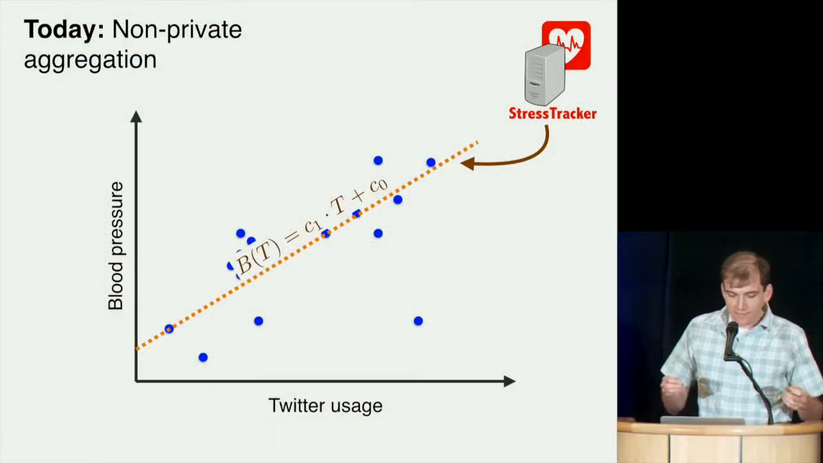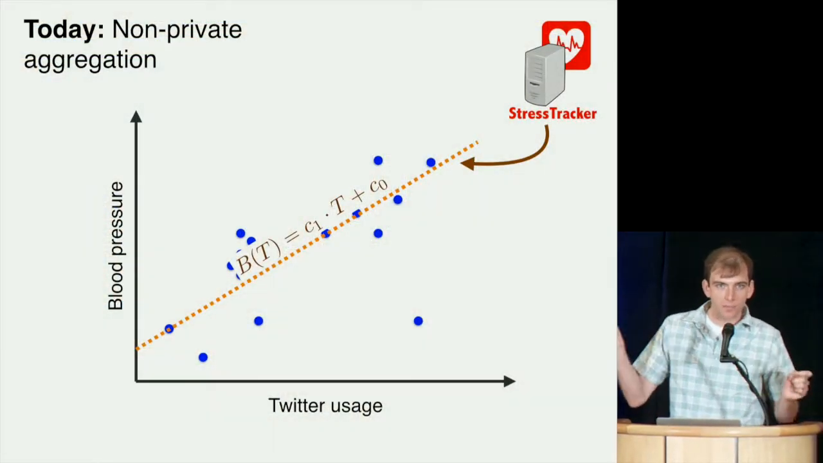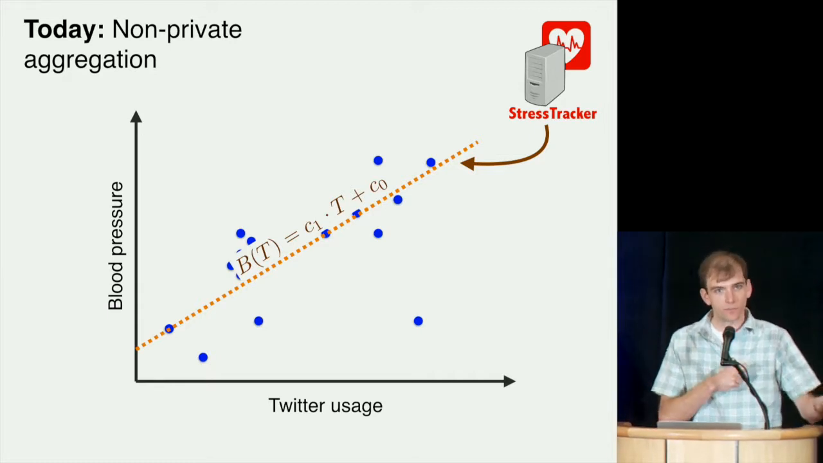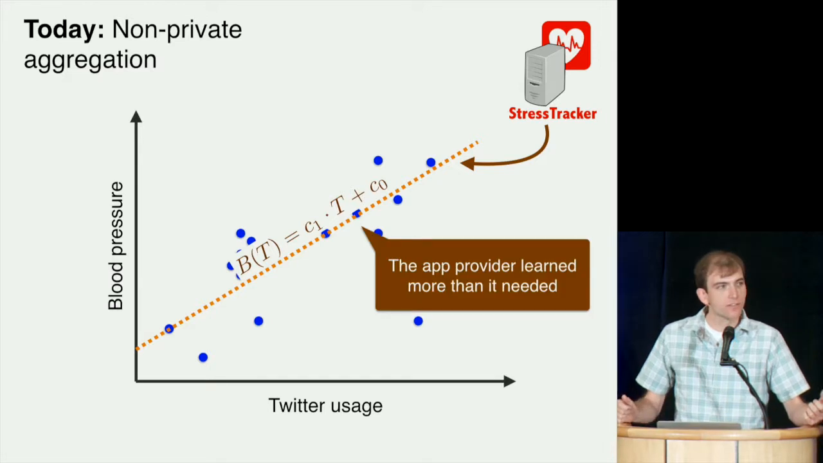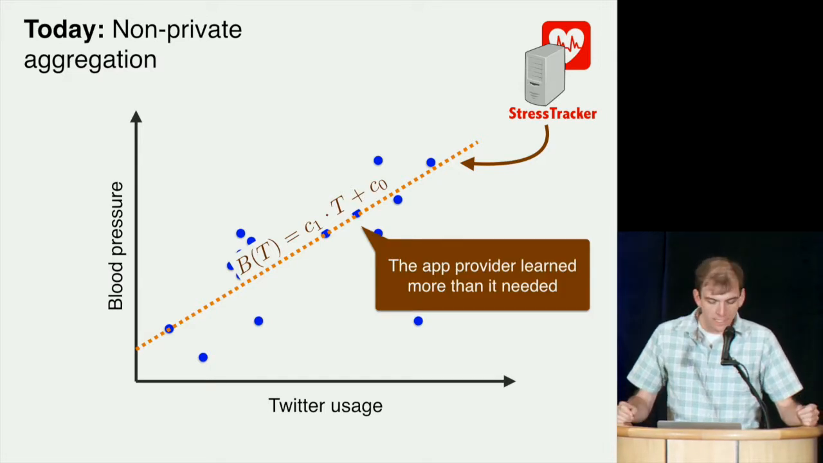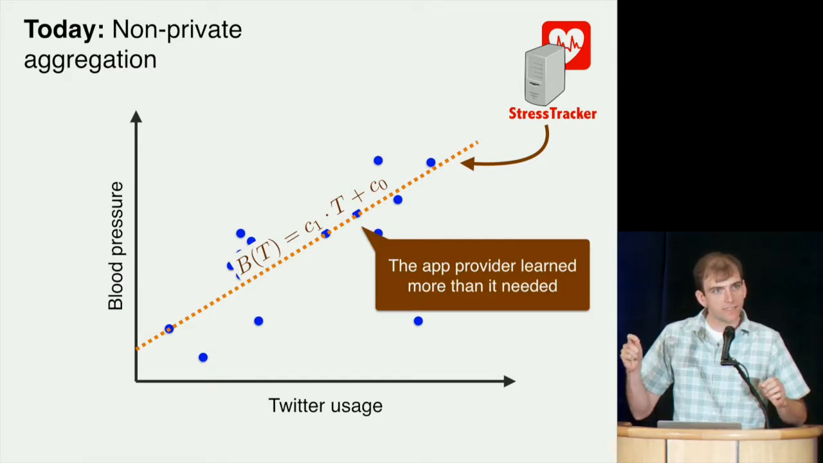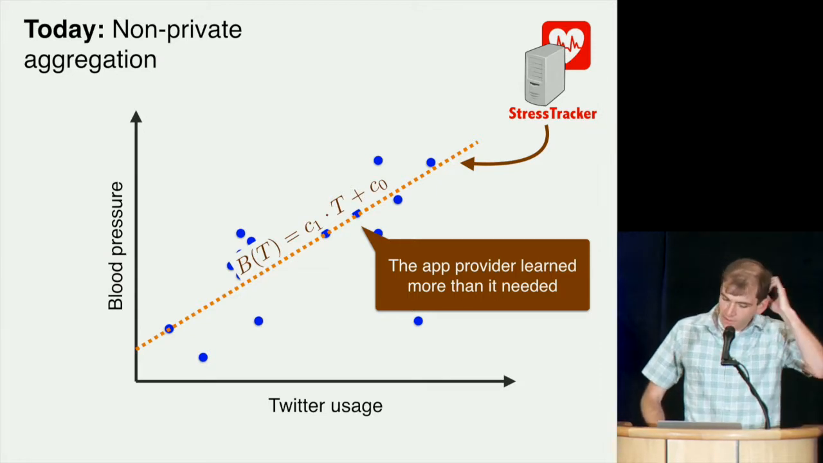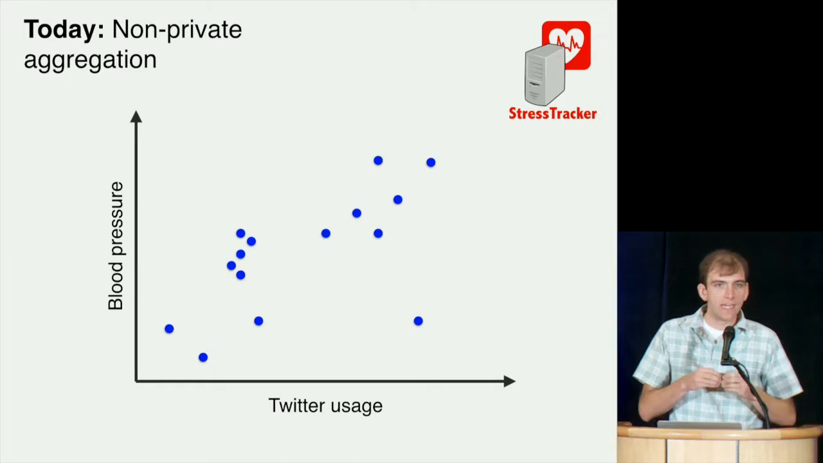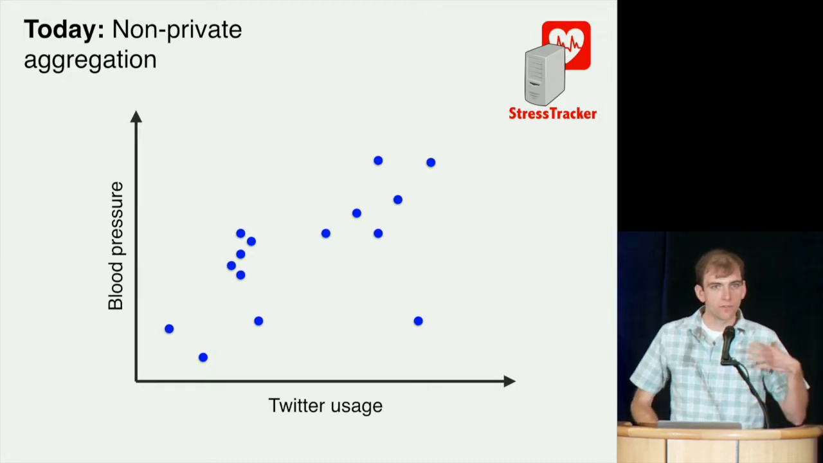So this is good in that it gives the right answer, right? The stress tracker app provider can learn the relationship between its users' blood pressure and its users' Twitter habits, but it's bad in that the app provider learns much more than it actually needed to know. It just wanted the line of best fit, but instead it got everybody's private user data. So this talk is about how we can enable the same functionality without losing everybody's privacy.